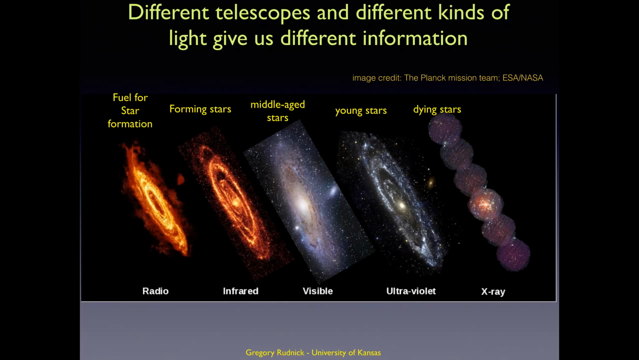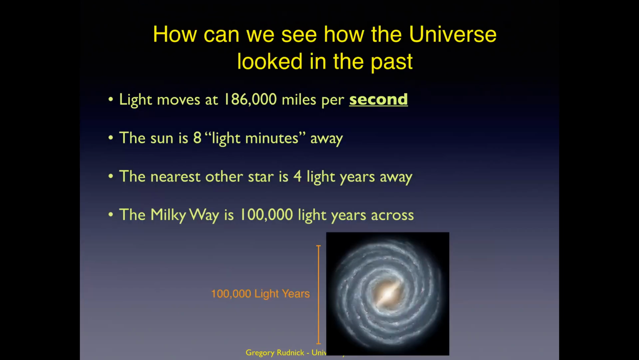Okay, I'll keep going. So we can look at nearby galaxies, but how can we look into the past? Well, we can do that using the cosmic speed limit. Light moves at 186,000 miles per second. What that means is it takes light time to get from point A to point B. I hinted at this before in my talk, and now I'm going to revisit it.